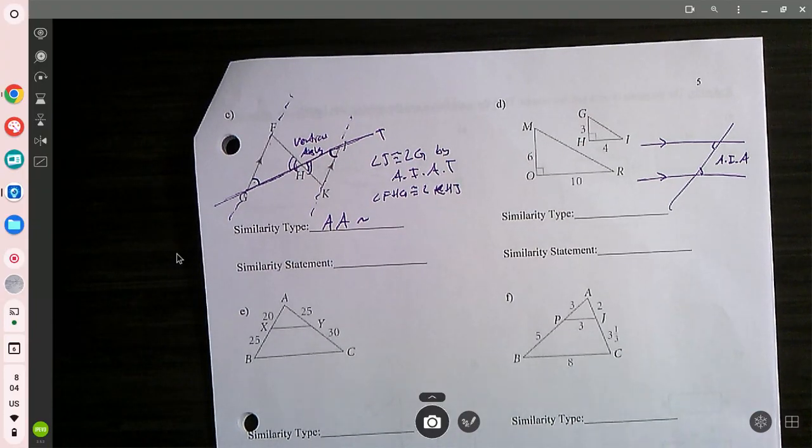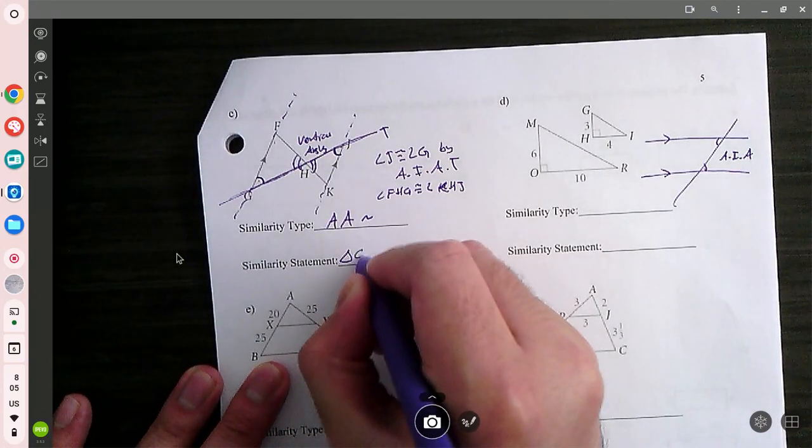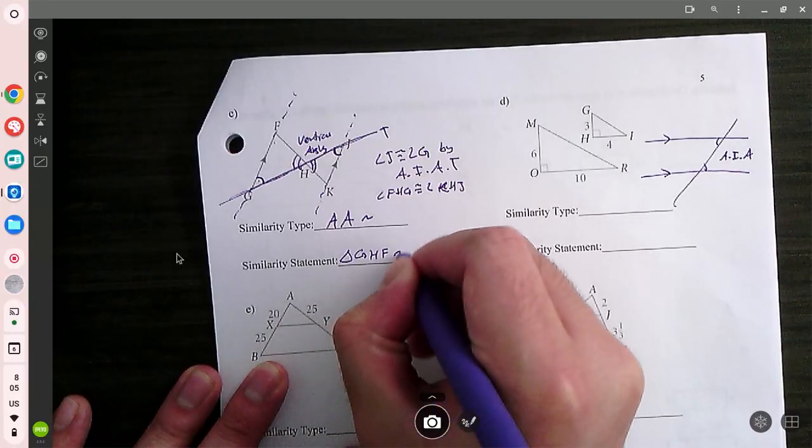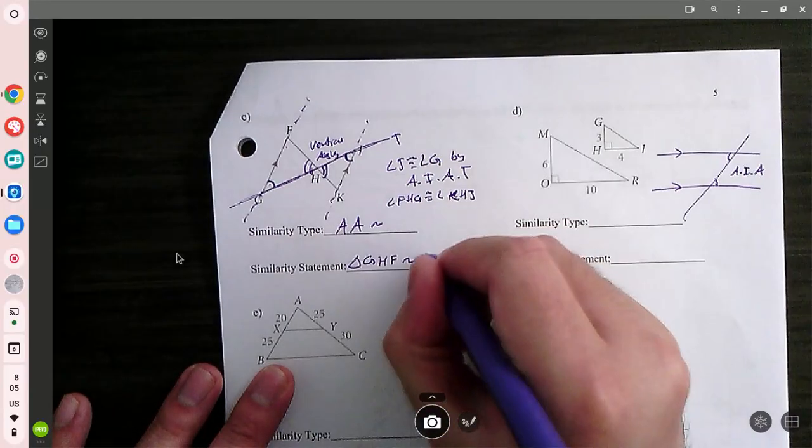All right, now we need to write our similarity statement. When we write a similarity statement, we have to put the corresponding angles in the same position. So let's start with triangle GHF is similar to triangle.